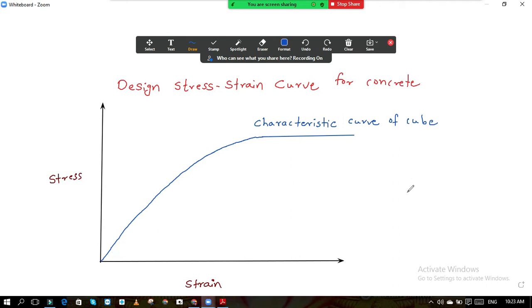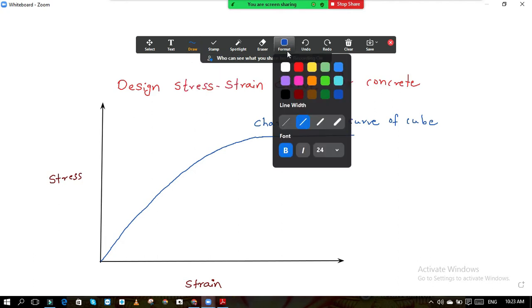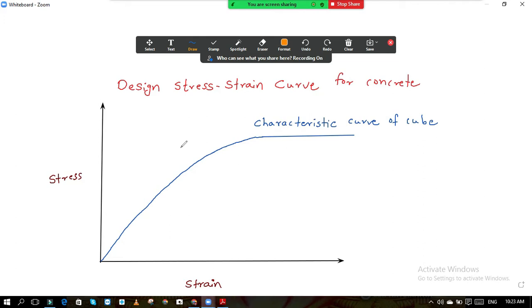Okay, so here if you look, now if I draw the line over here and see the stress at this level, then it will be like this. This is the maximum stress, and this stress is fck.